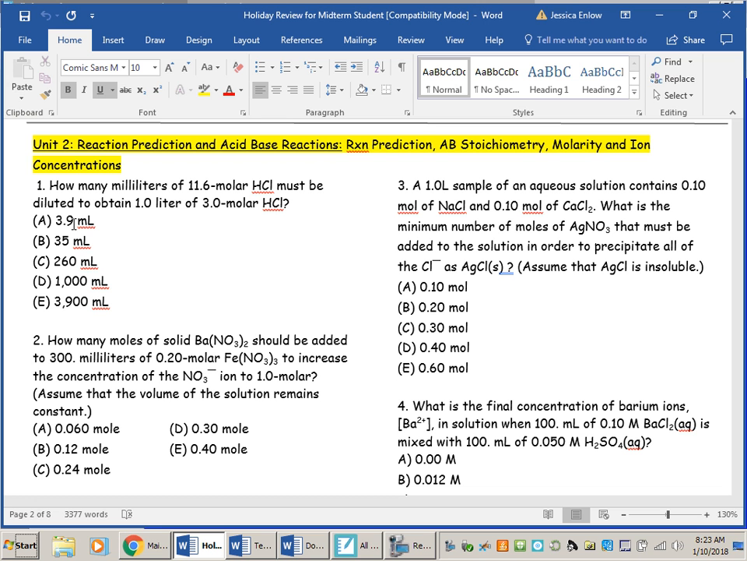3, 2, 1. Number 1, what did you guys say? C. What did you set up? Dilution equation, M1V1 equals M2V2, and then solve. 2. I heard A. Anything else?